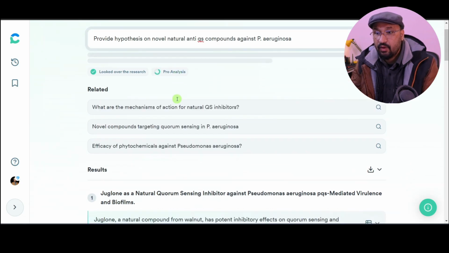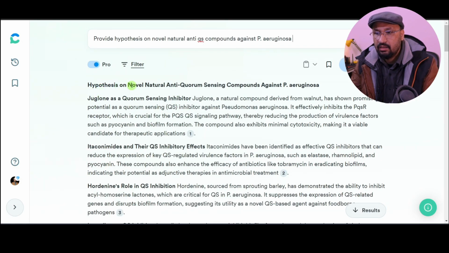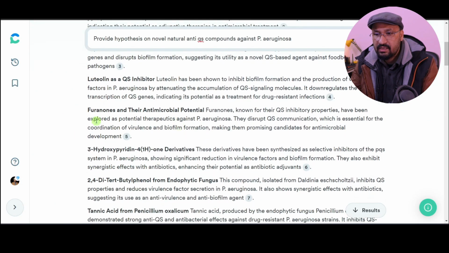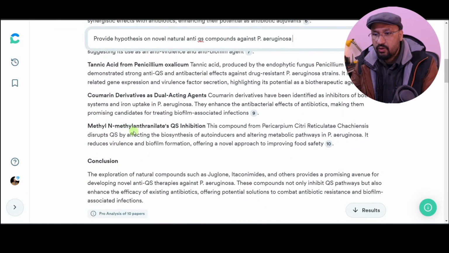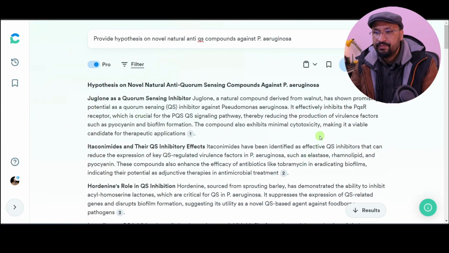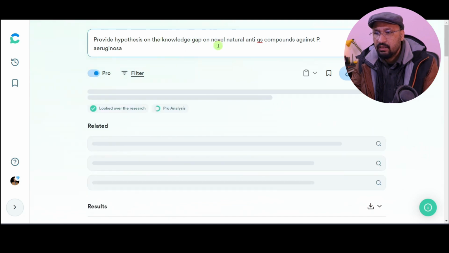So we are getting results in the form of different hypotheses. Hypothesis on novel anti-quorum sensing natural compounds against Pseudomonas aeruginosa. The first one gives the example of specific phytochemicals, and there are various other phytochemicals. They are providing information on those, and you can design your experiments on those. Probably there is a knowledge gap in this one. Let's also put one keyword here on the knowledge gap, because you can refine this more: provide hypothesis on the knowledge gap.